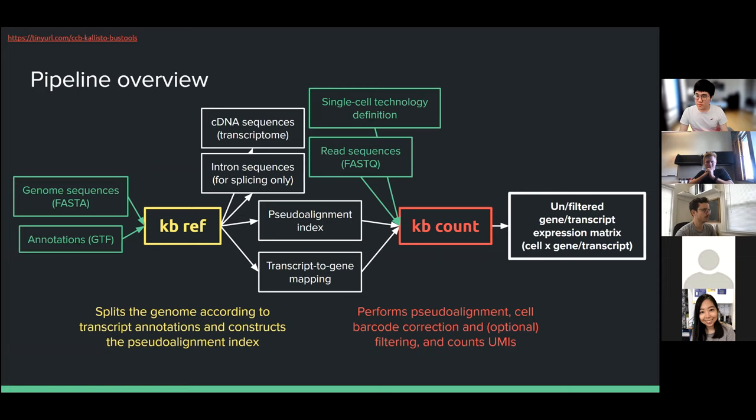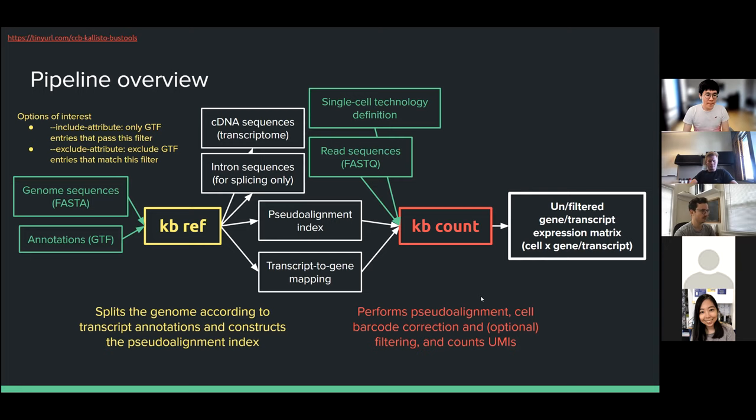Some options of interest that may be useful for each of these commands. First, for kb ref, there is the include attribute and exclude attribute. These options control whether you want to exclude certain GTF entries or include only certain GTF entries. This is useful when, for instance, you don't care about pseudogenes, or you don't care about certain non-coding genes that may be annotated as cDNA sequences, or transcripts, sorry.